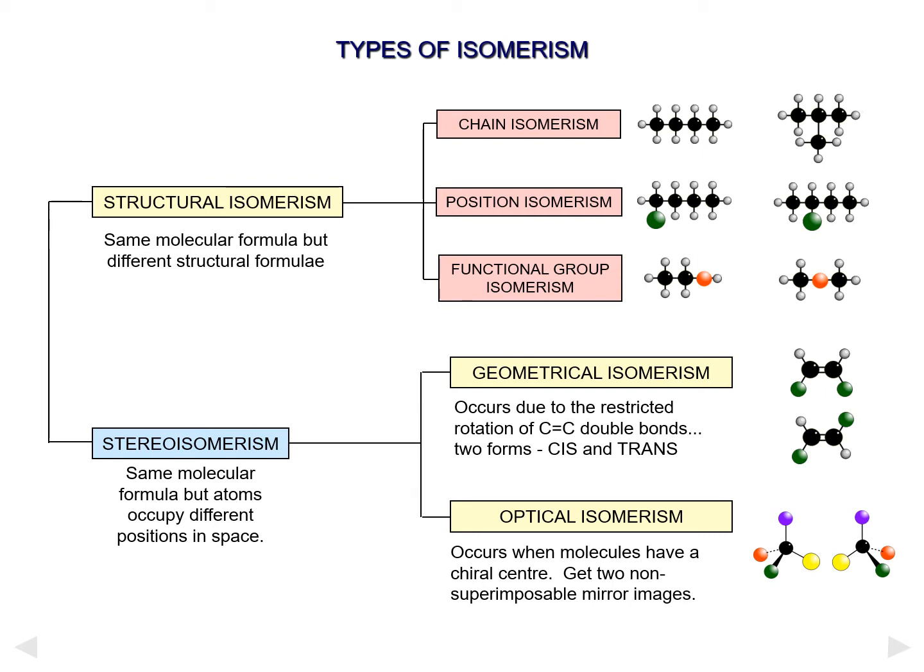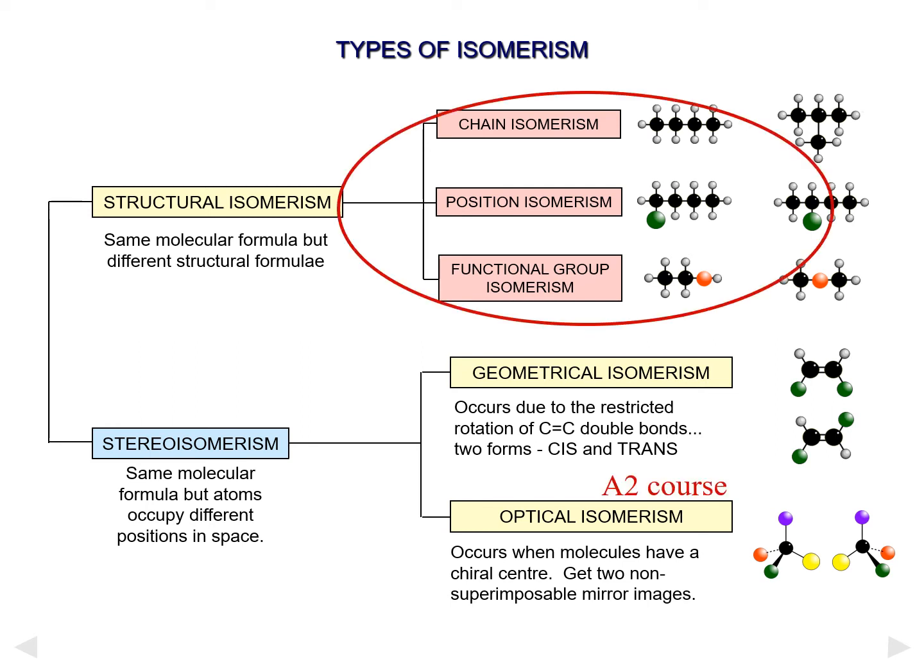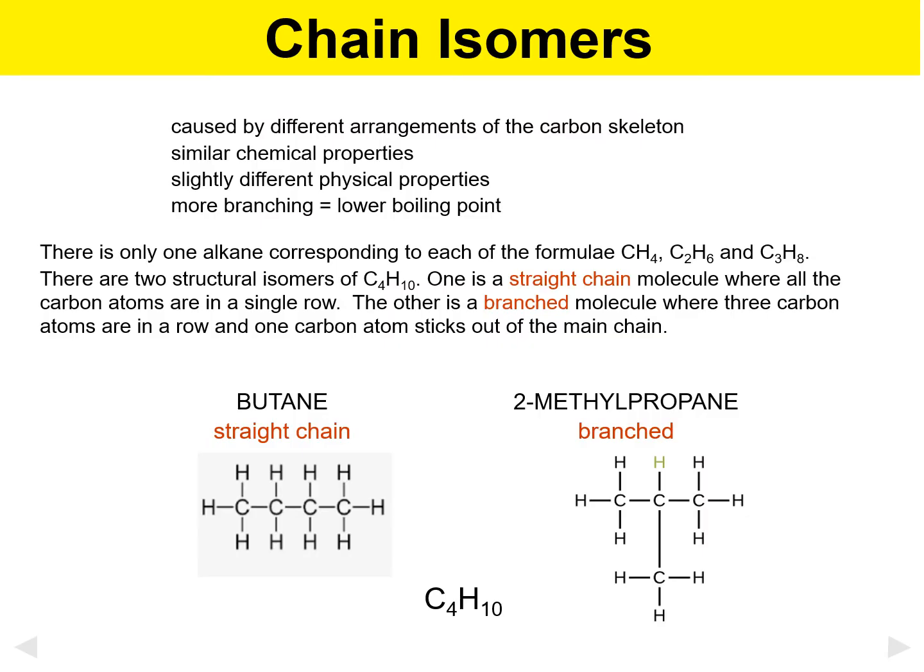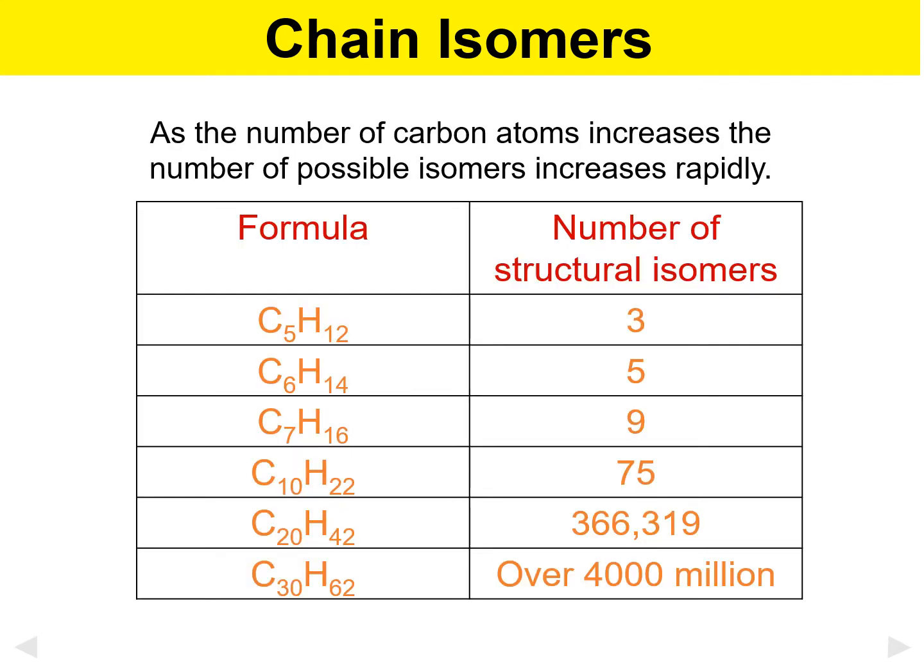We're going to look at three different examples: chain, positional, and functional group. If we look at chain isomers, we can see butane and 2-methylpropane have the same molecular formula, but a different arrangement of the atoms in a carbon chain. As we increase the number of carbons in the chain, the number of possible isomers increases rapidly.